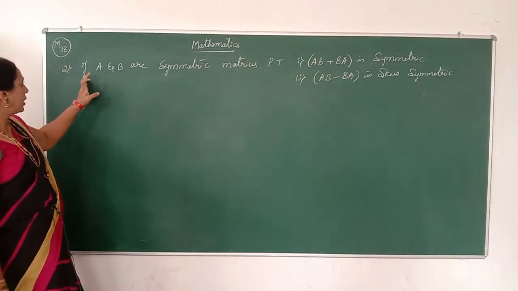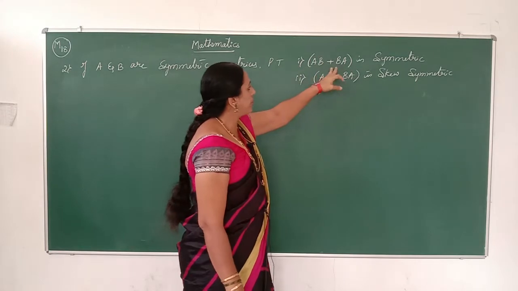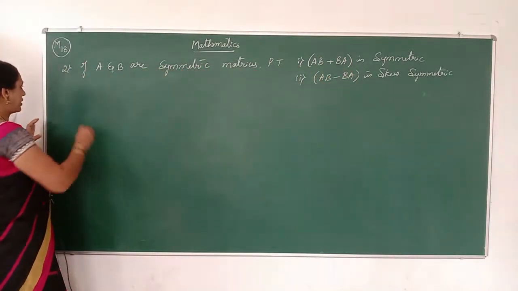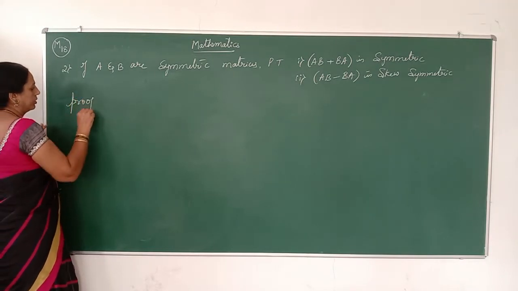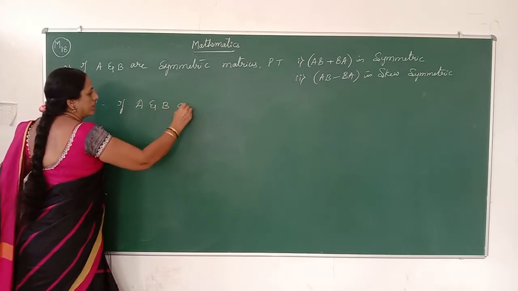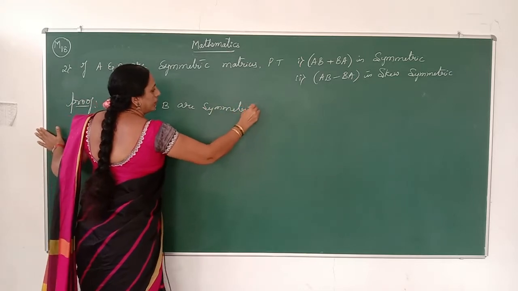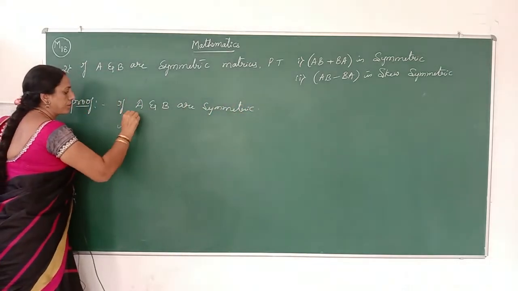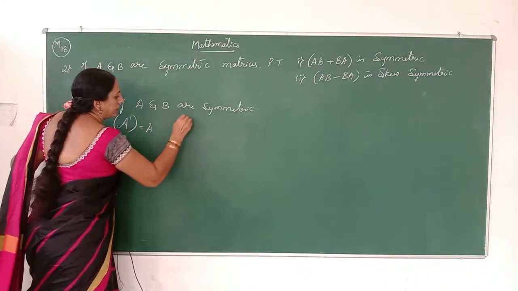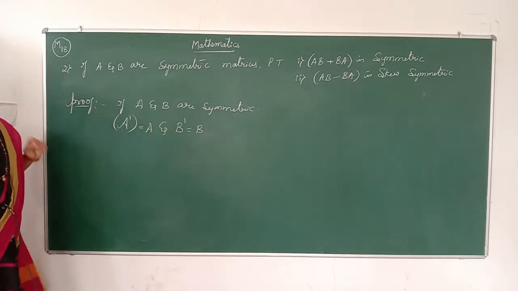Second one: if A and B are symmetric matrices, then prove that AB plus BA is a symmetric matrix and AB minus BA is a skew symmetric matrix. Proof: if A and B are symmetric matrices, therefore by the definition of symmetric, A dash is equal to A and B dash is equal to B. These are the conditions of a symmetric matrix.